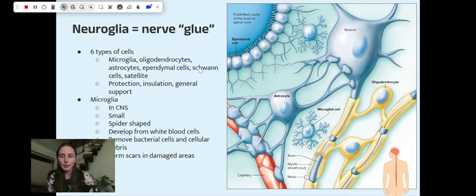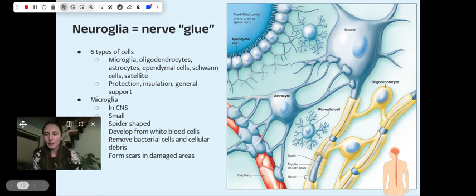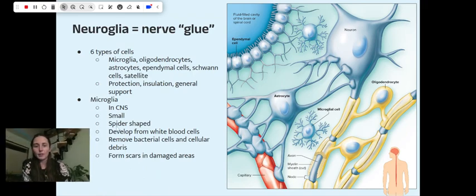The other part of the nervous system that we're going to look at is neuroglia. This is like nerve glue. They're little cells that are going to always help out our nerve cells, so they might not have a direct role in communicating like the rest of our nerve cells do, but they really keep our nervous system intact.